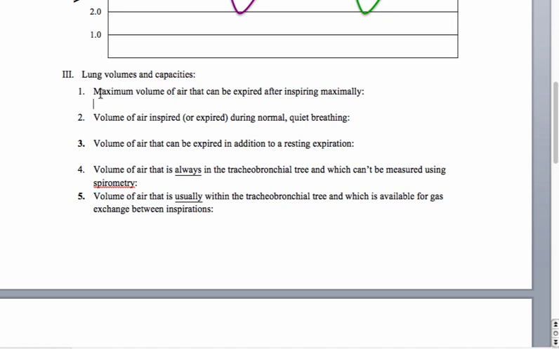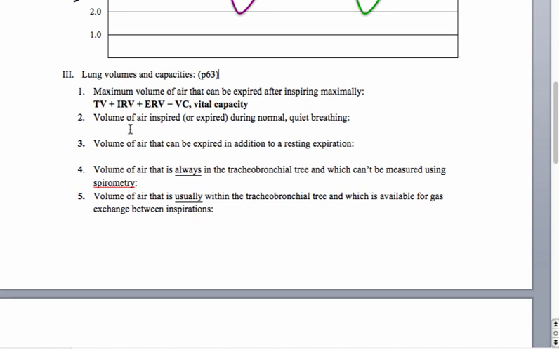So if we look at the bottom of the worksheet here with lung volumes and capacities, first the maximum volume of air that can be expired after inspiring maximally. So when we look at these values, what are we looking at here? There's a couple things to consider. So this would include our tidal volume, our inspiratory reserve volume, and also our expiratory reserve volume, and that's going to give us our vital capacity, or VC. So vital capacity on page 63 in your lab packet also goes through these values.